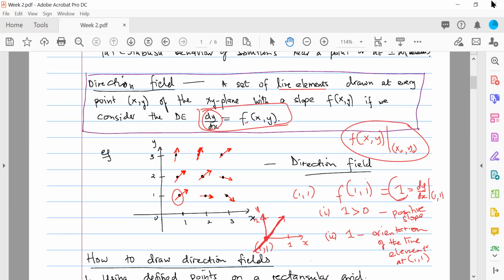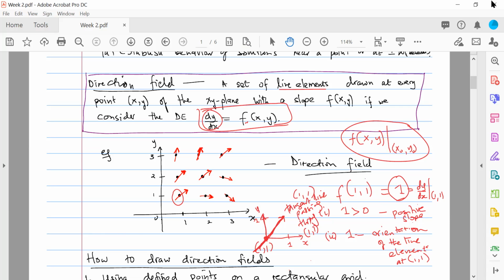Because of that, one, the slope is positive, and two, the slope value is equal to 1. We can determine the orientation of the line element passing through the point (1, 1). In fact, this is some tangent line passing through the point (1, 1). So we just want a small line.